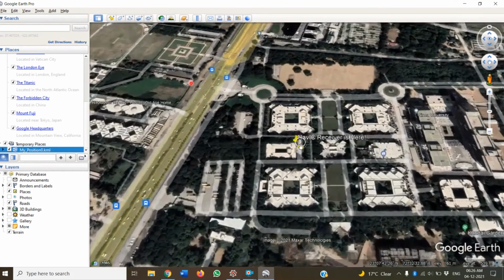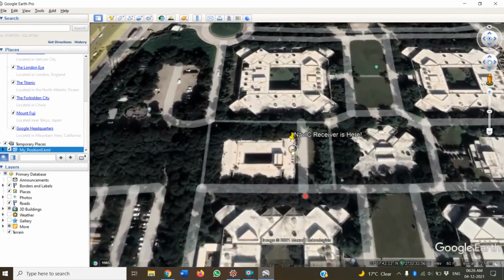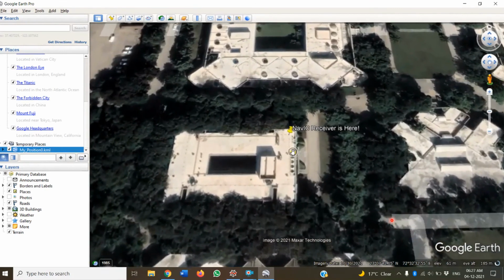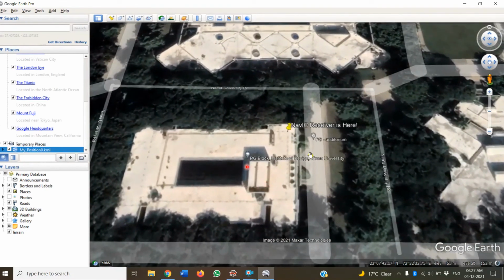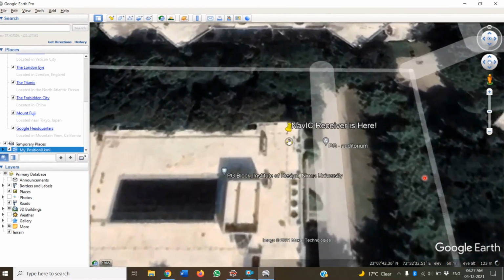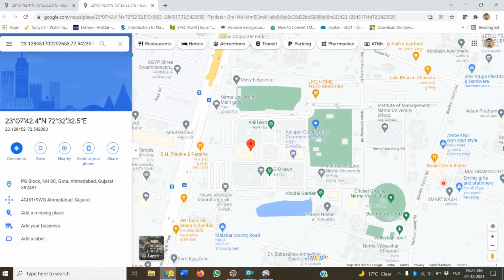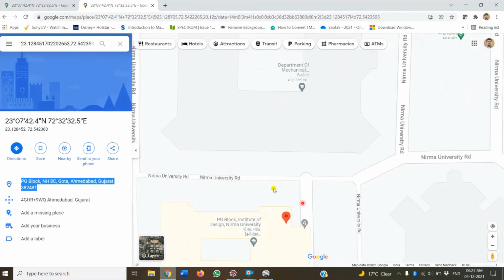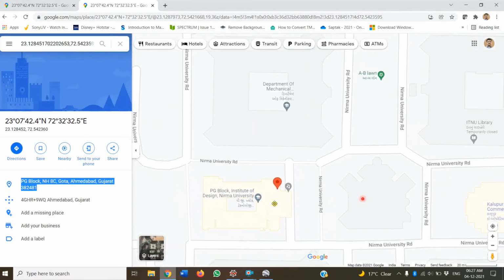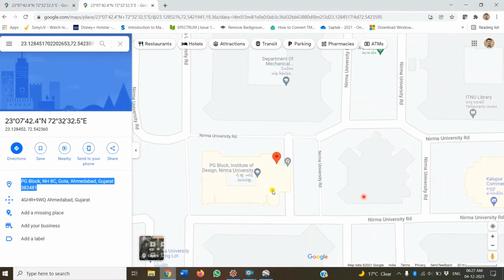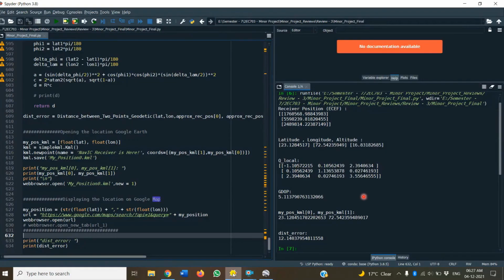So this is the Google Earth, the satellite view, and this is Nirma University campus, where this is the PG block. It's written PG block, where the NavIC receiver is stationed. So here is the exact position found. Now this is the Google Maps platform where latitude and longitude of the same are shown, and this red marker shows the NavIC receiver position which is stationed at the PG block at the Nirma University campus.